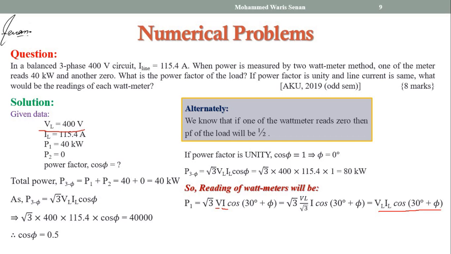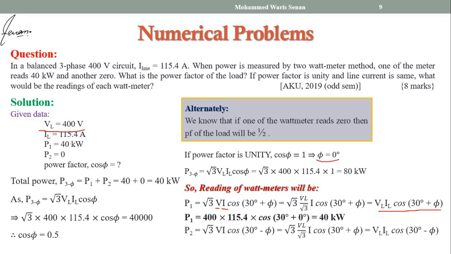Now the reading of wattmeter 1 can be calculated by putting the values of VL, IL and phi. Phi is 0 degree, VL is 400 volt and IL is 115.4 amperes. Now let us put these values. By putting the values of these quantities, we get the value of P1 equal to 40 kilowatt. In a similar manner, we will calculate the reading of the second wattmeter also.